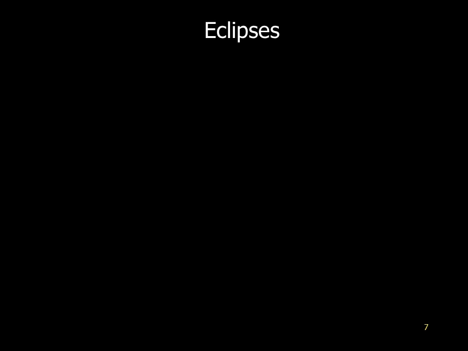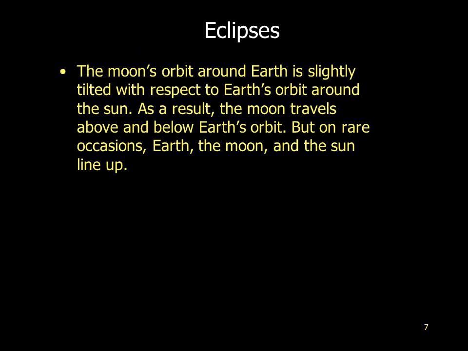Now we are discussing what you mean by eclipses. The moon's orbit around the sun is slightly tilted with respect to Earth's orbit around the sun. As a result, the moon travels above and below Earth's orbit, but on rare occasions, Earth, the moon and the sun line up.